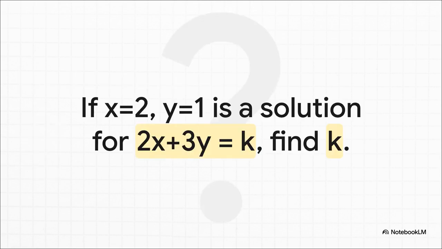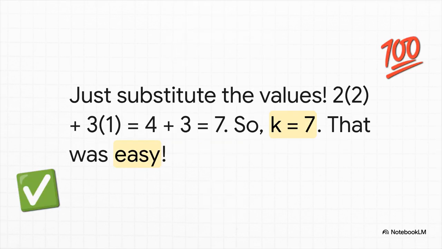Okay, time for a rapid-fire exam question. This type comes up all the time, so pay attention. The question says that the pair (2, 1) is a solution to the equation 2x plus 3y equals k. So we just need to find the value of k. What do you think we should do? It's the easiest question ever, I promise.